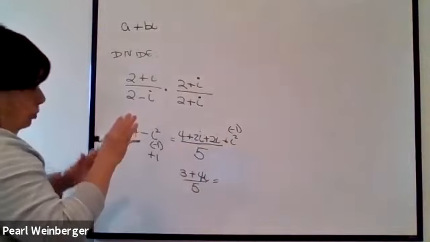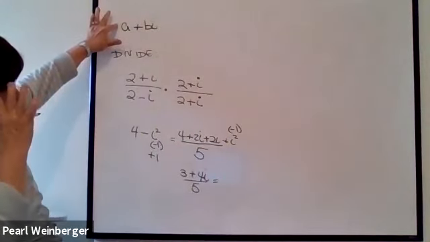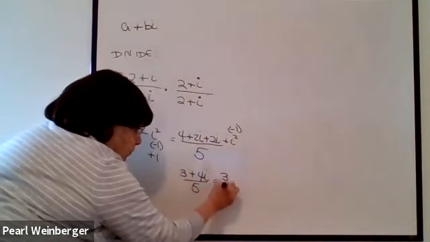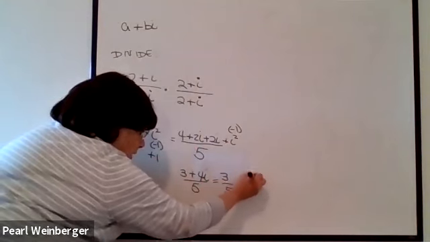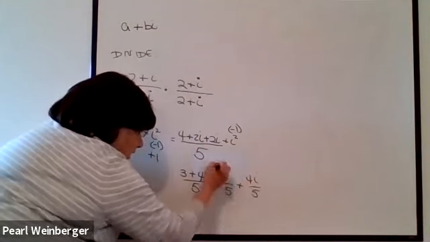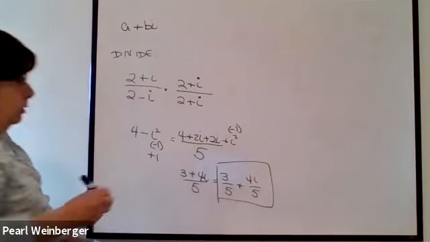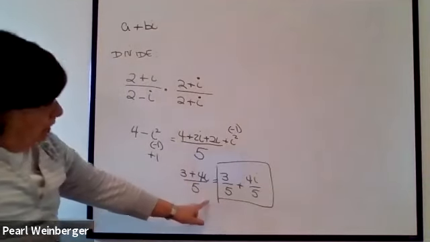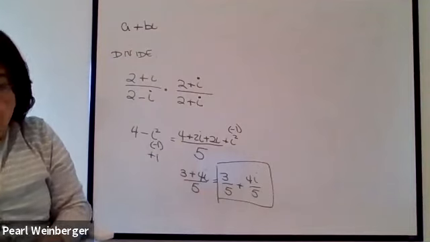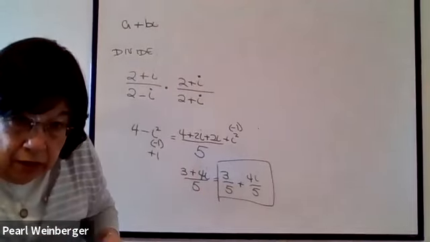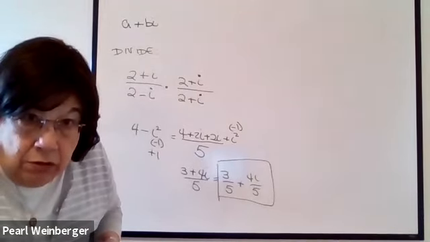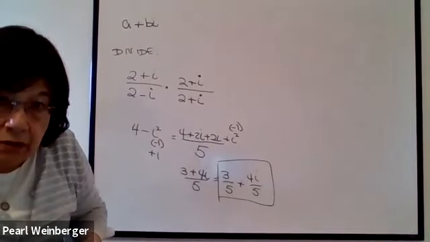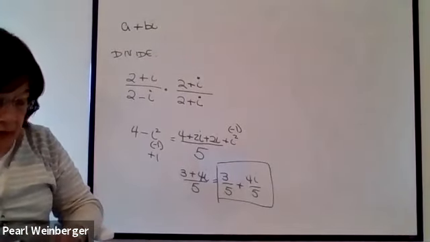But remember, I told you they asked for a plus bi form, which means we have to separate it and write it as 3 over 5 plus 4i over 5. That's what's called a plus bi form. This is a correct answer, but if it asks for a plus bi form, you should separate it like this. Okay, excellent.